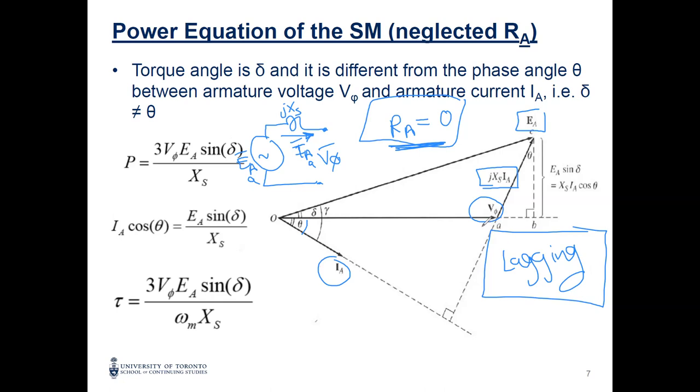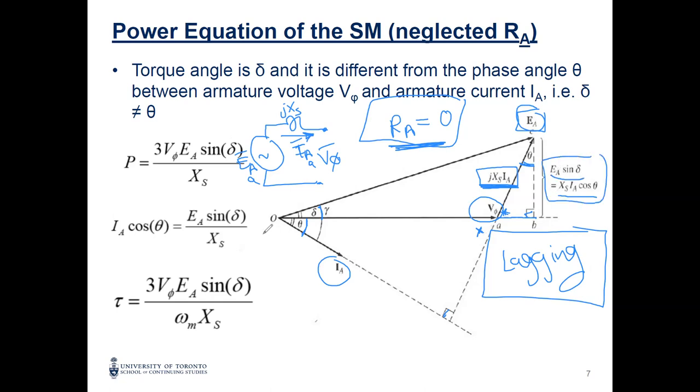Look at this angle. Because they are opposite, this equals this. You have two right-angle triangles, so the two angles here are equal. This is 90, so theta equals theta here. Using the trigonometric functions for jXS IA, you will find that this part is XS IA cosine theta, and this part is the sine. This is E with the angle delta. So this one is E cosine delta, and this one is E sine delta.